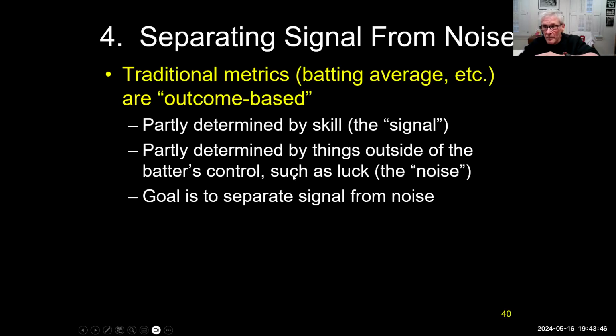A batter could hit the ball really hard right at a fielder, okay? And he's not going to get on base. Or he could just totally muff the swing and hit this little weak grounder that he beats out for a hit, okay? So there's a lot of noise in addition to the skill. And the goal, really, of any analytics is to try to separate the signal, which is what you're interested in, the skill level of the player, from the noise.